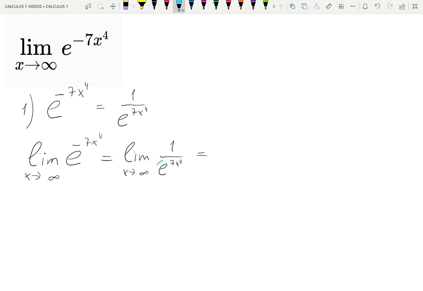At infinity, x to the 4 goes to infinity, so you need to check it step by step. 7x to the 4 also goes to infinity. Exponential function raised to the infinity, plus infinity, that's important, also goes to infinity. Thus, we have a constant 1 that is divided by huge, infinitely large numbers. And the answer is 0.